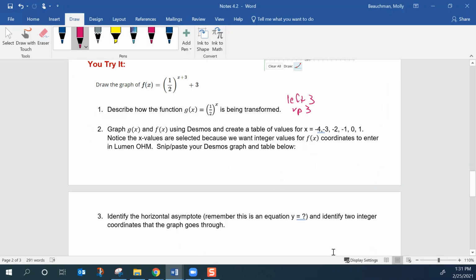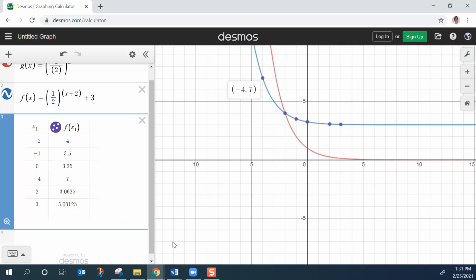So what I would use: identify the horizontal asymptote. Since we moved the graph up 3, the horizontal asymptote is at y = 3. And then my two integer points were at -2, 4 and -4, 7.